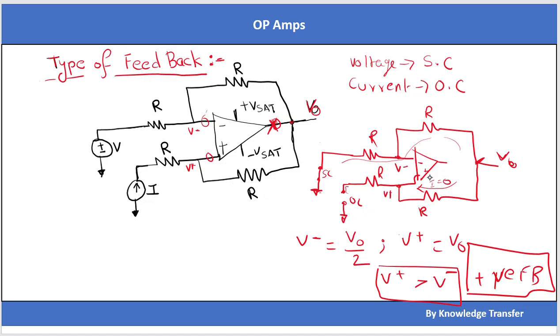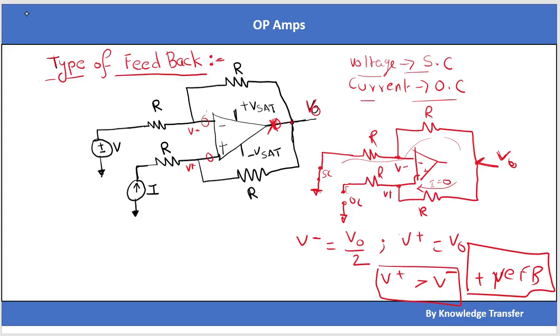Let me revise again. First, replace the voltage source with a short circuit, the current source with an open circuit, break the output node, and apply some voltage at this node. Here I am applying some v naught voltage, and checking the voltage at the inverting input and non-inverting input of the op-amp. If the inverting input of the op-amp is higher than the non-inverting input, then it becomes negative feedback. And here we got v plus greater than v minus, so it is positive feedback.